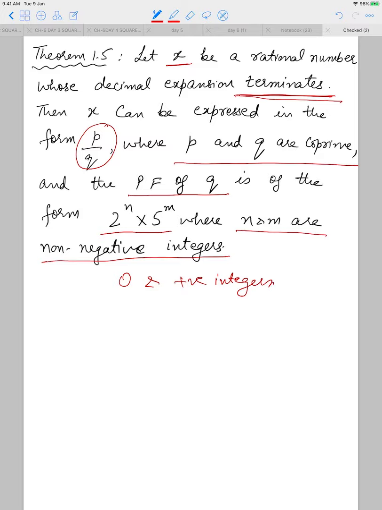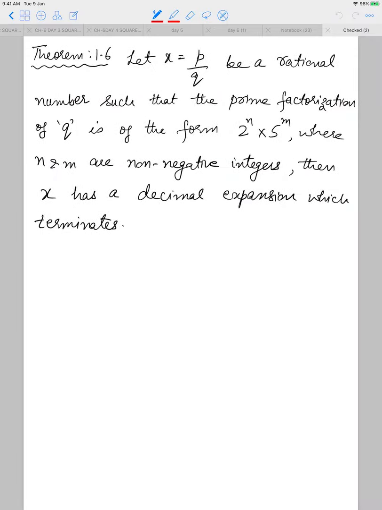So that is your theorem number 1.5, where it was given that the decimal expansion of a rational number terminates, then you know how to write the prime factorization of the denominator. It is of this form. Now the next theorem is 1.6. It says, let x is equal to p by q be a rational number such that the prime factorization of q is of the form 2 raised to the power n into 5 raised to the power m, where n and m are non-negative integers.